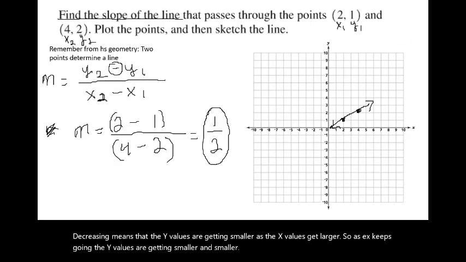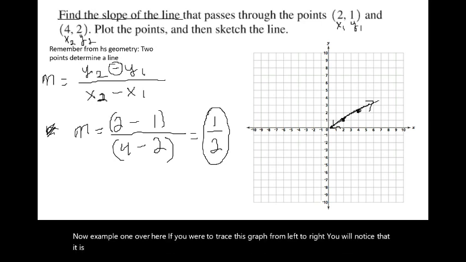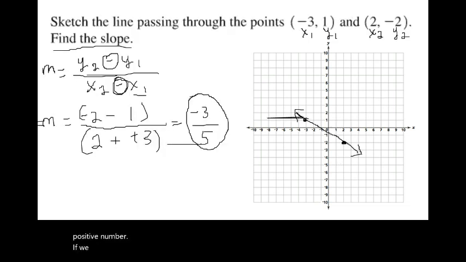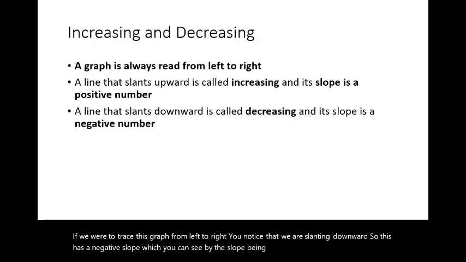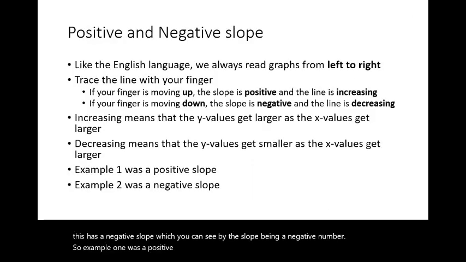Now, example 1 over here, if you were to trace this graph from left to right, you will notice that it is slanting upward. So this line has a positive slope, which we can see from this being a positive number. If we were to trace this graph from left to right, you notice that we are slanting downward, so this has a negative slope, which you can see by the slope being a negative number. So example 1 was a positive slope, example 2 was a negative slope.